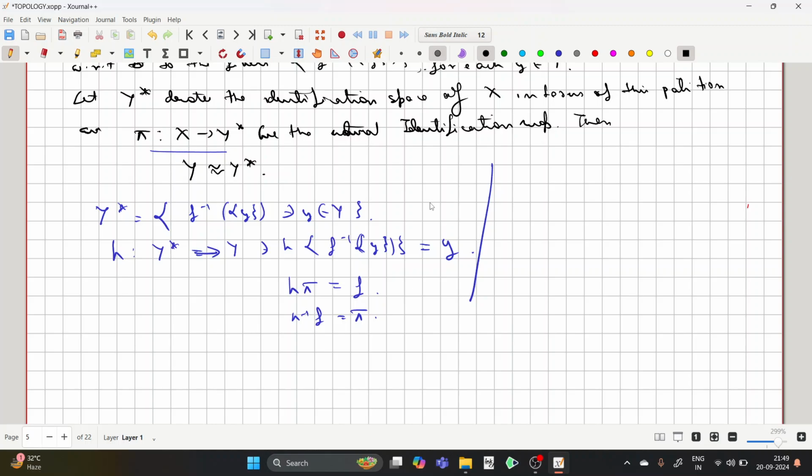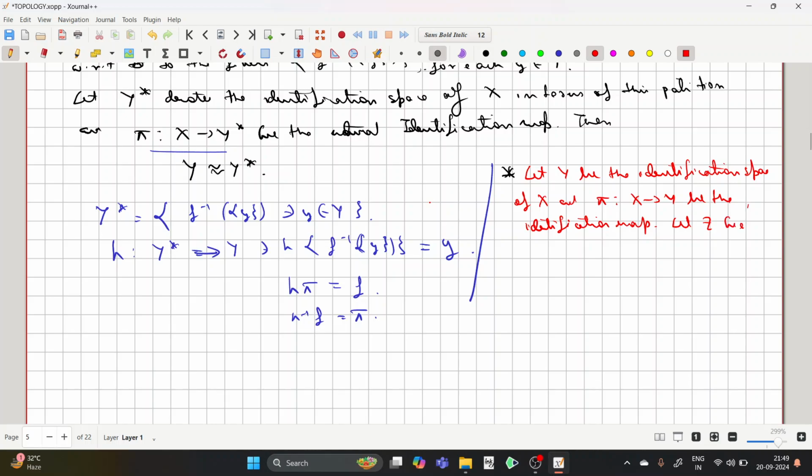Let me just add it here. Let Y be the identification space of X, and pi from X to Y be the identification map. Let Z be any topological space.